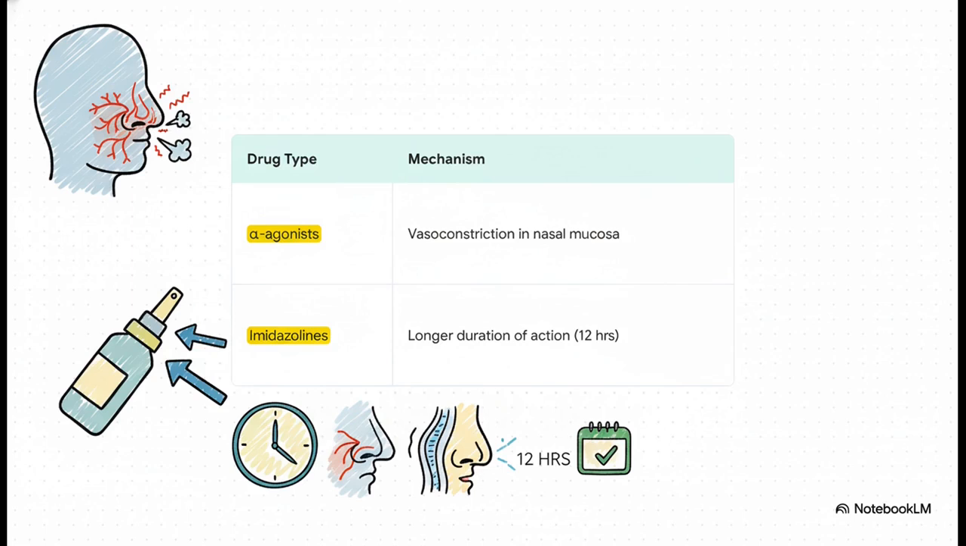So what's the fix? We use alpha agonists in nasal drops. They cause vasoconstriction. They shrink those vessels, and voila, you can breathe again. Drugs like xylometazoline are really popular because they work for a long time, up to 12 hours.